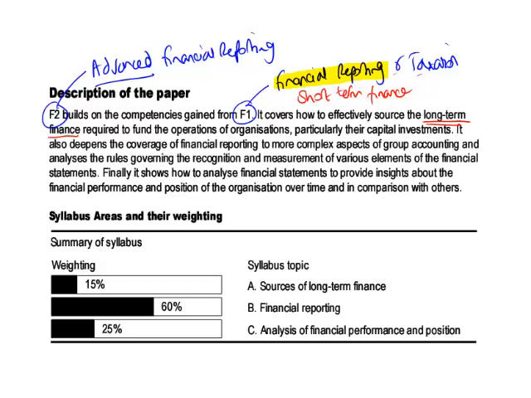So why do we need long-term finance? In particular, to finance our capital investments, so buying shares in other companies. That's what's going to be relevant to F2. What else we're going to have a look at? Well, we're also going to see the more complex aspects of group accounting.